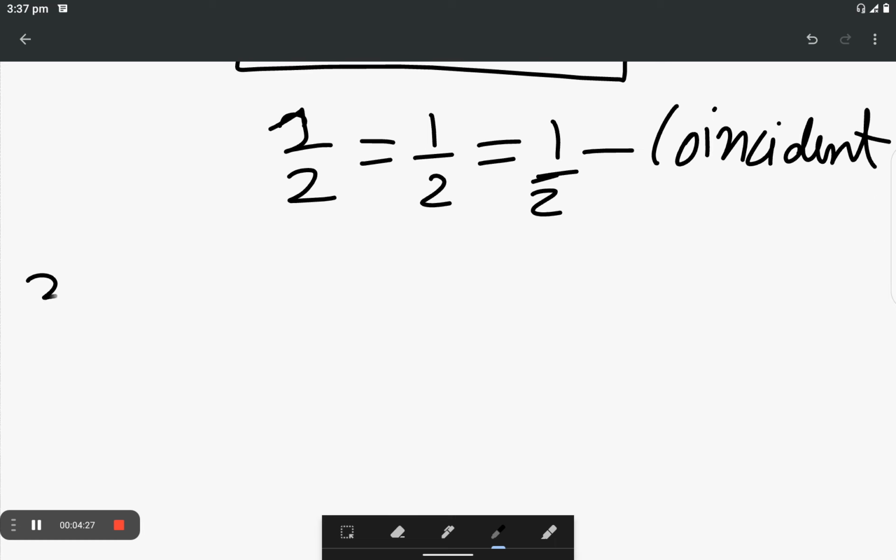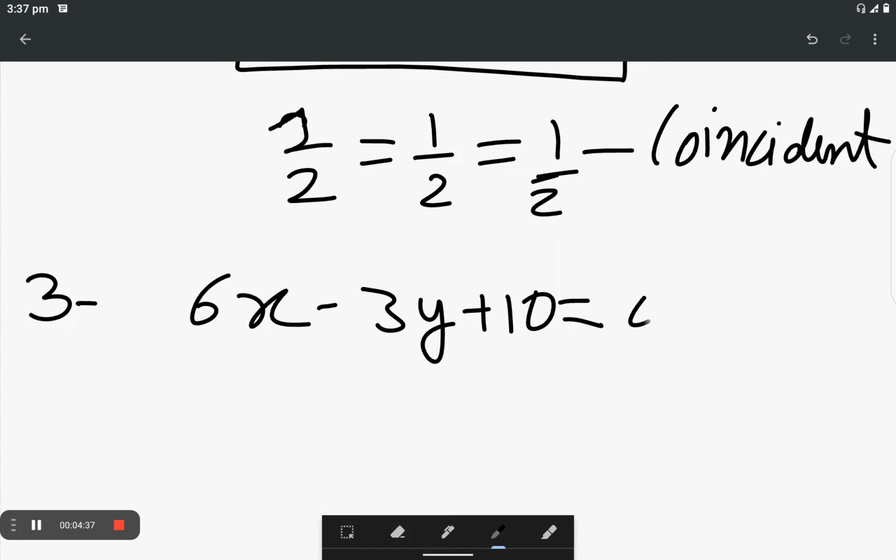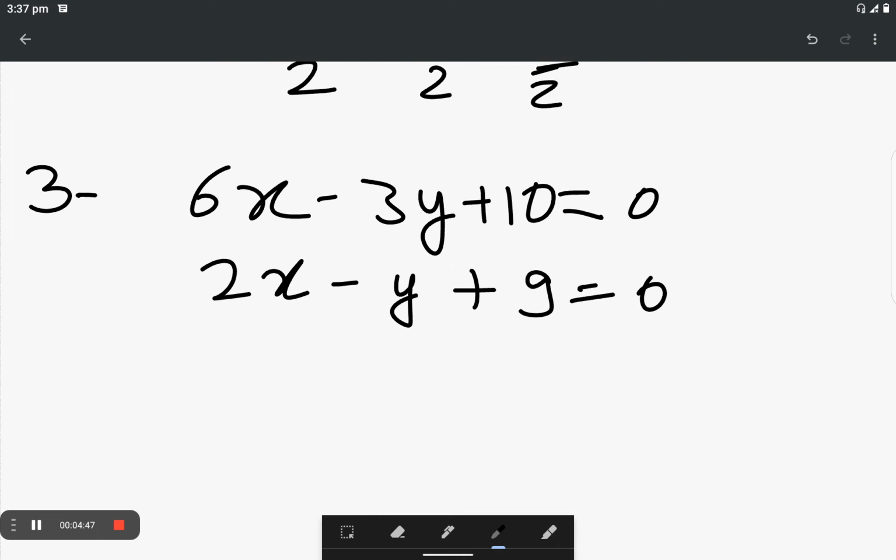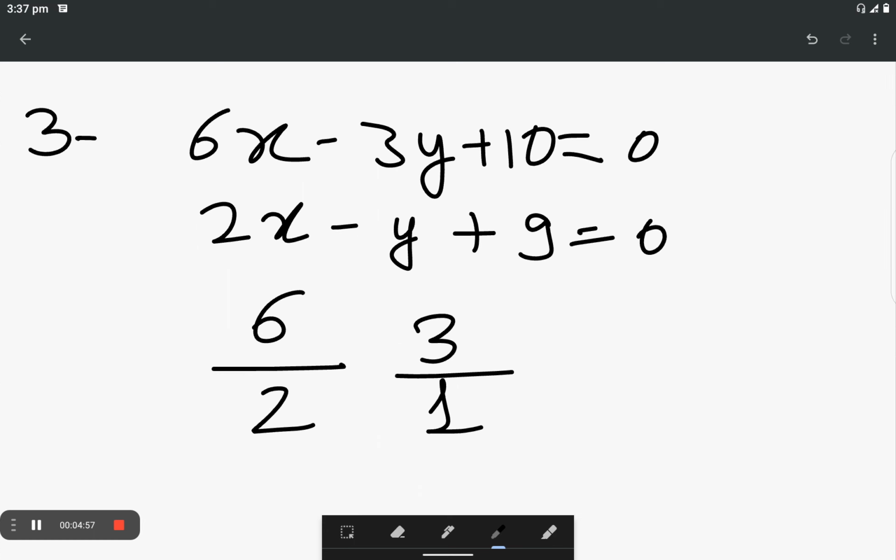Now the last part, we have 6x minus 3y plus 10 equals 0 and 2x minus y plus 9 equals 0. So A1 is 6, A2 is 2, B1 is 3, B2 is 1, C1 is 10 and C2 is 9.